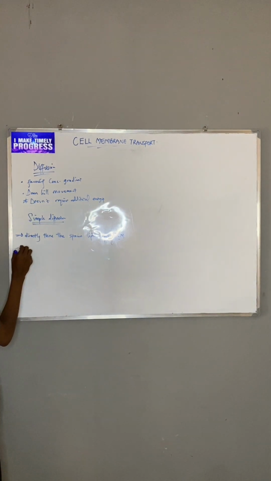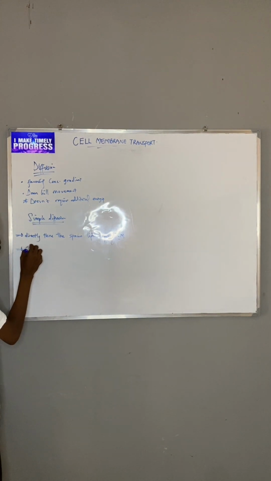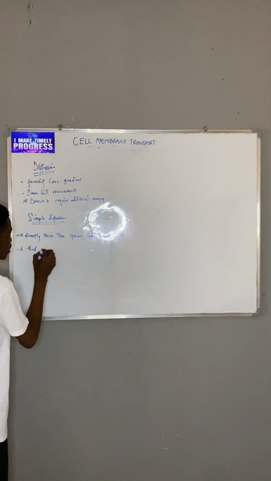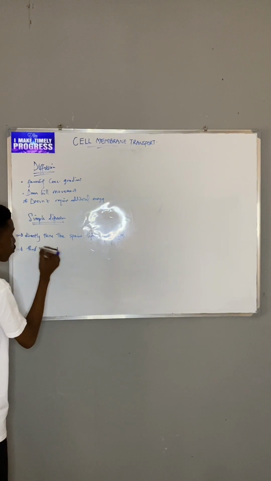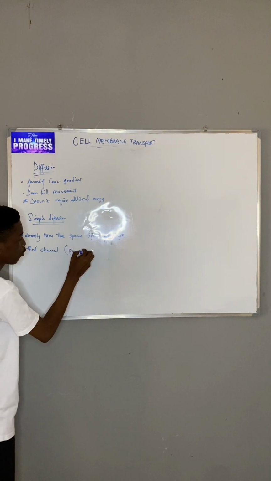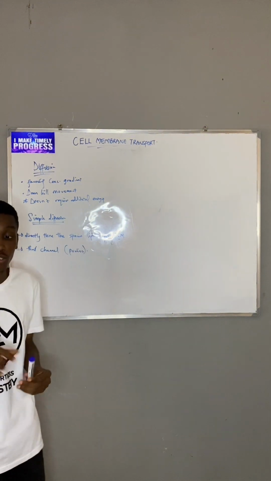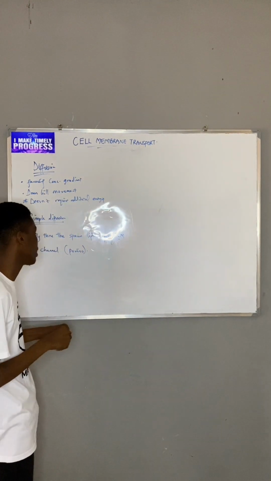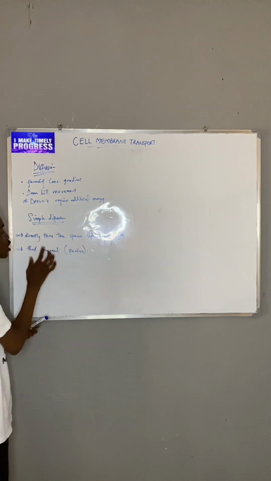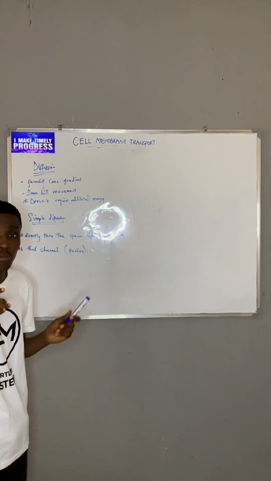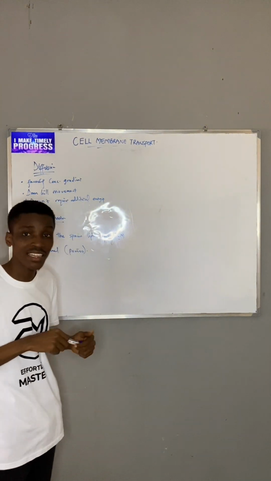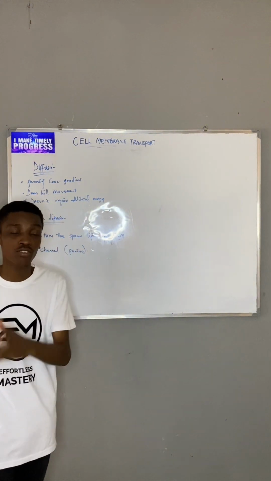But on the other hand, we could also have transport through channels. Of course, we call them watery channels, porins. So we could also have things flow through watery channels called aquaporins. Now, we'll discuss each of them. From the name, water will be what passes through, and the other thing that can pass through here will be water-soluble molecules.